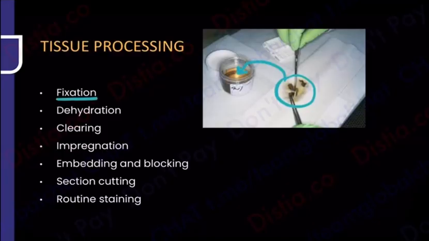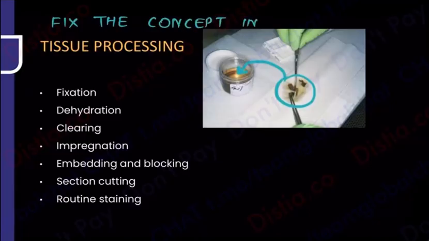So you will say that, ma'am, after fixation, then there is dehydration, then clearing, then impregnation. So how am I going to learn this? So please write one very famous mnemonic, which I've tried to make, which can help you. You are going to fix not only the tissue, but you are going to fix the concept in your brain. You are going to fix the concept in your brain, which means what?